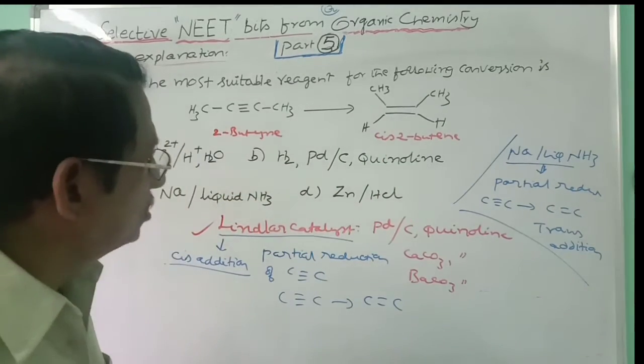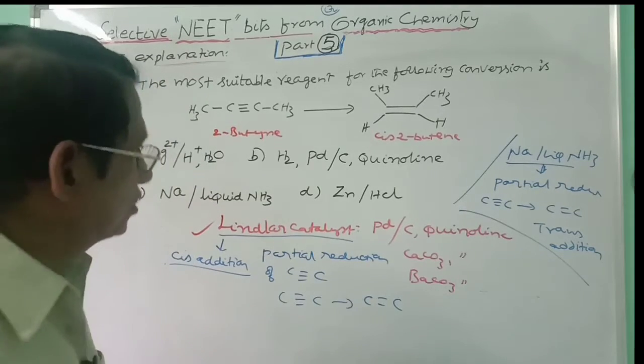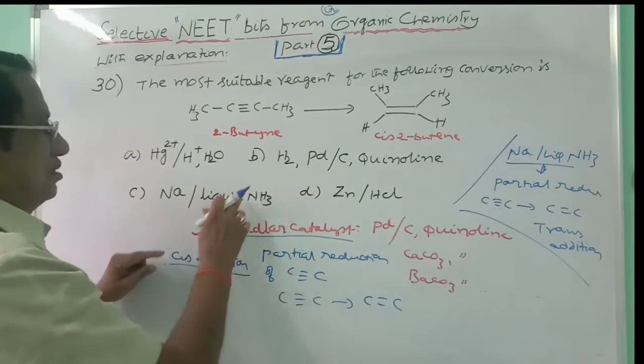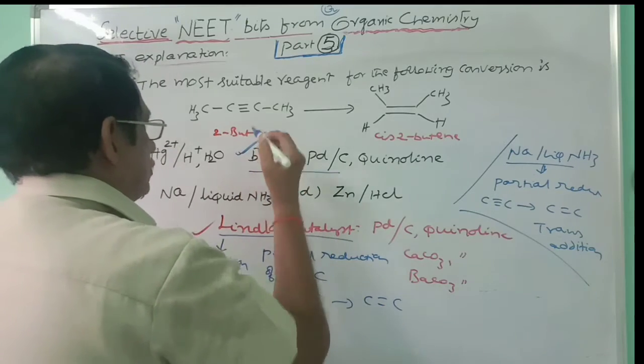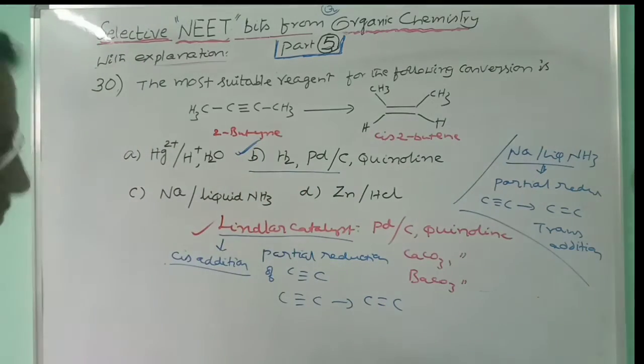So what is the correct bit here? Sodium in liquid ammonia gives trans addition, but you are getting a cis addition. So bit B is the correct option for this, right? Okay. So next bit.